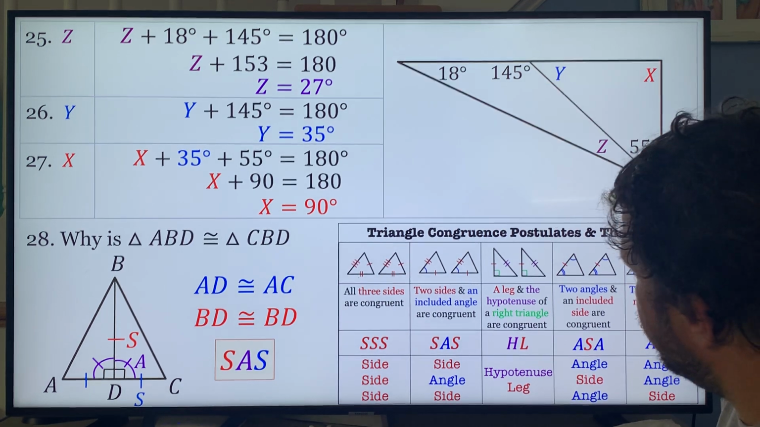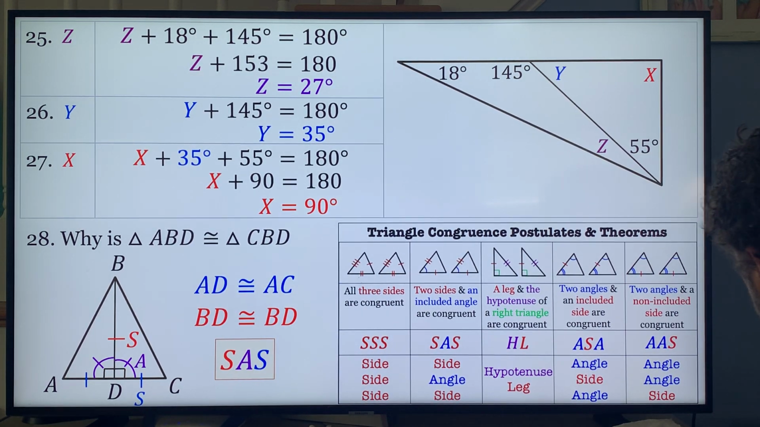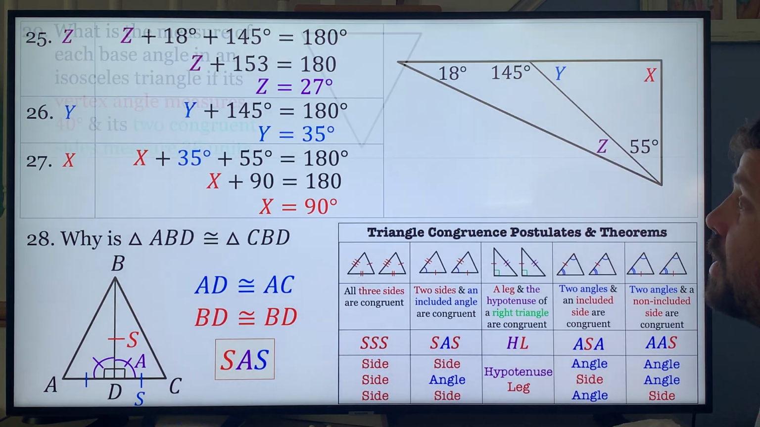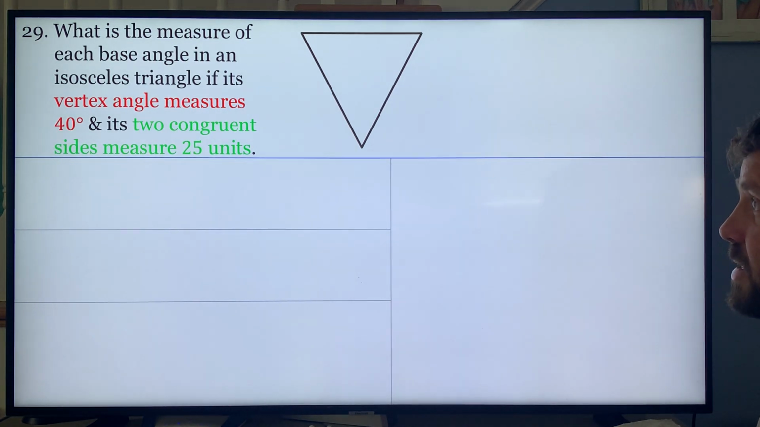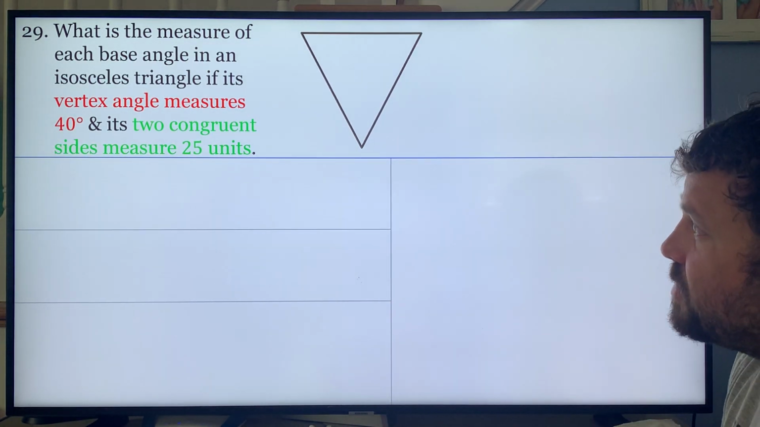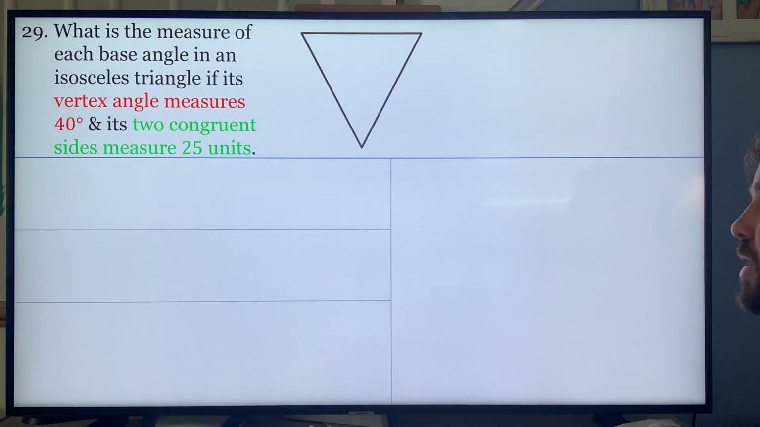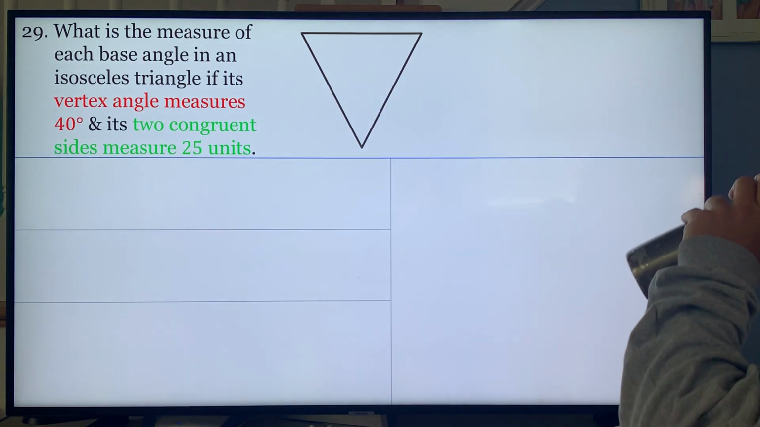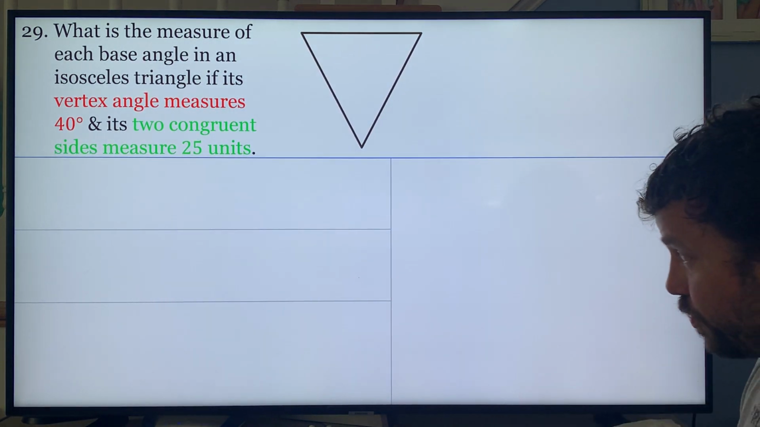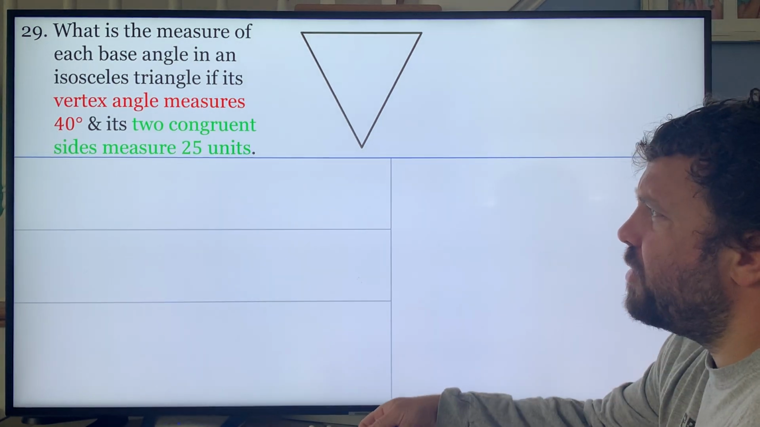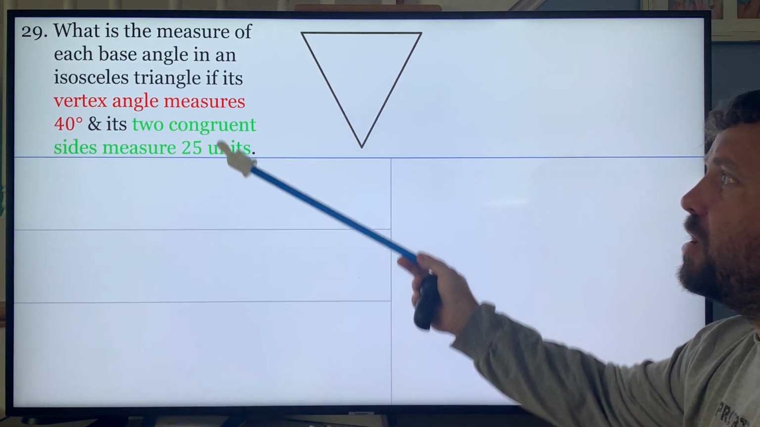A little confusing. We spent a little bit of time on that, though, so it shouldn't be that bad for you. What is the measure of each base angle if the isosceles triangle's vertex measures 40 and the two congruent sides measure 25 units? So right away, we don't care what the sides measure. We just care about the angle.